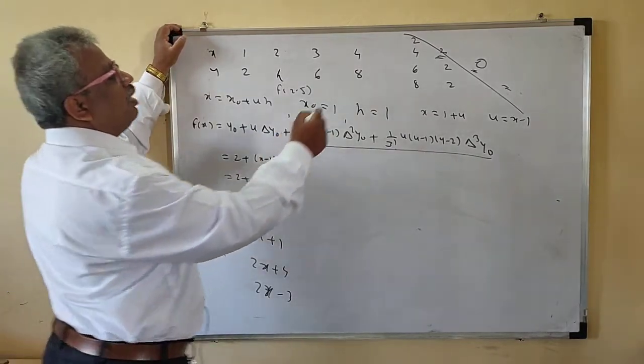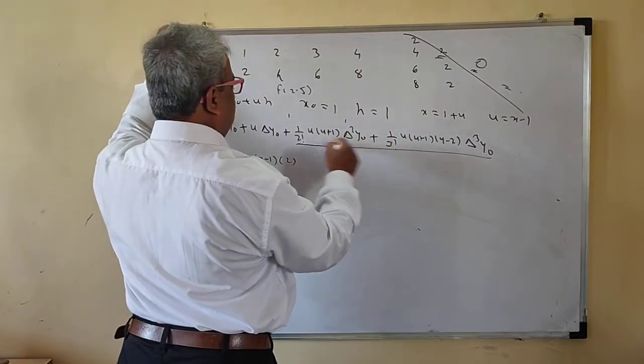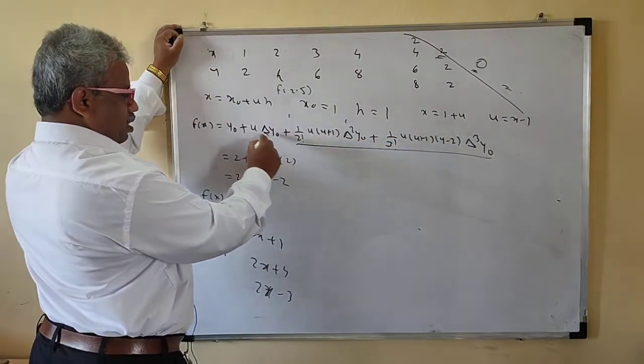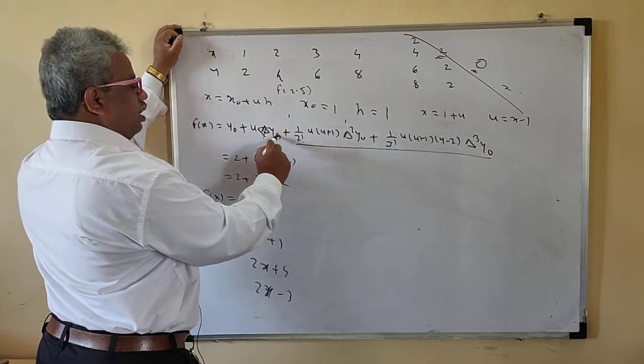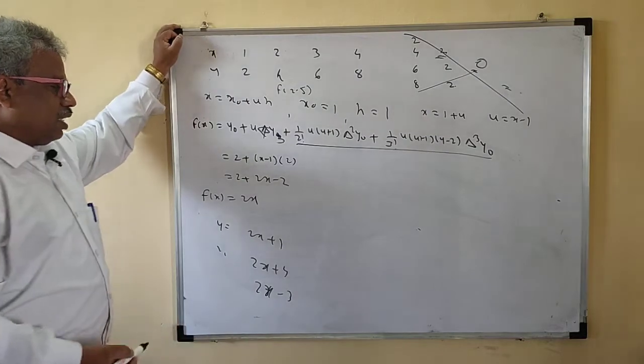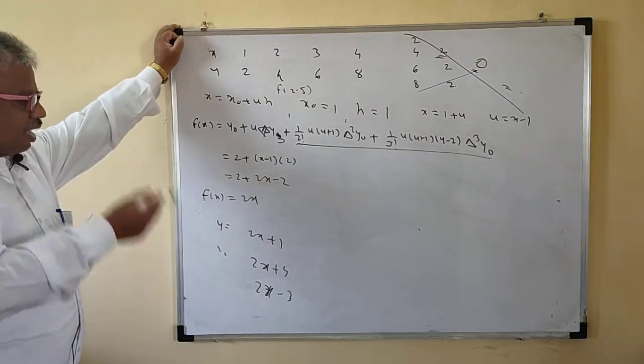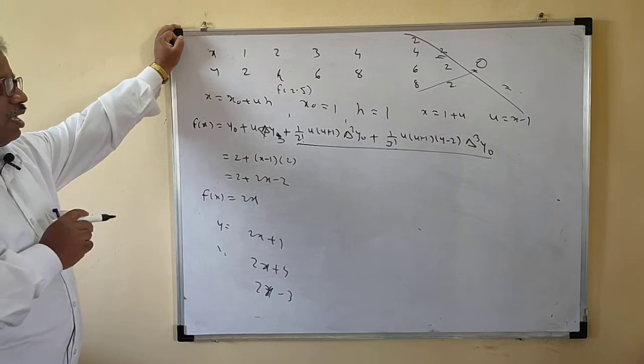बॅकवर्डने काढलं असतं तर इथं प्लस केलं असतं आणि खालून सुरुवात केली असती, 8 पासून. इथे 2 आलं असतं. बॅकवर्डने सुद्धा तीच पॉलिनॉमियल तयार होते बघा.